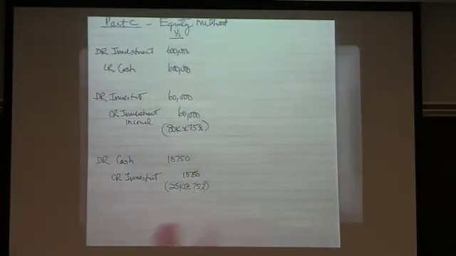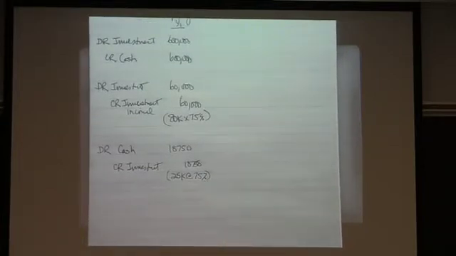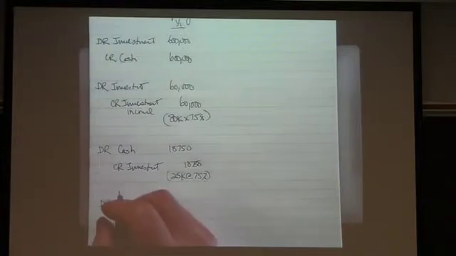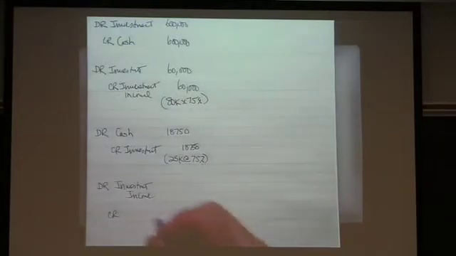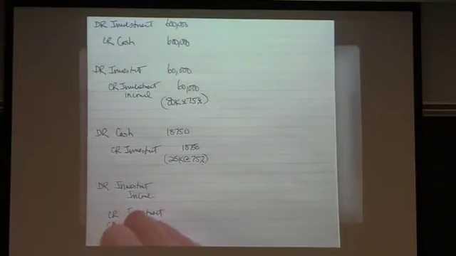But remember, we need to adjust the PPD, right? The purchase price discrepancy. So we're going to debit the investment income, credit investment. And this is the PPD, the acquisition differential, amortization.